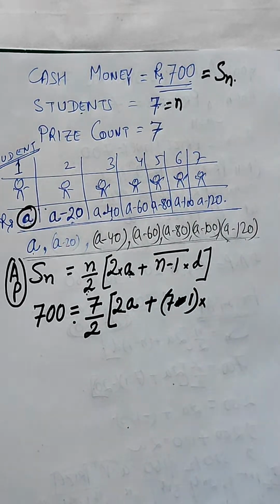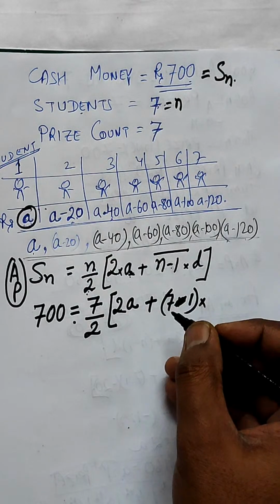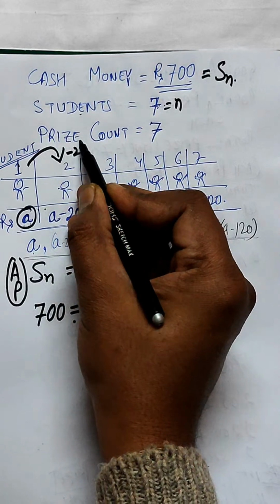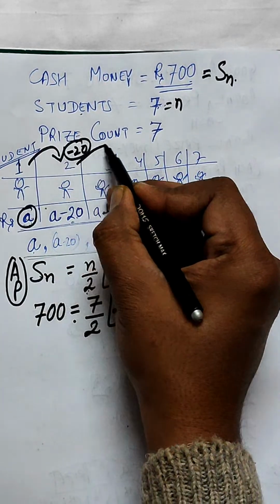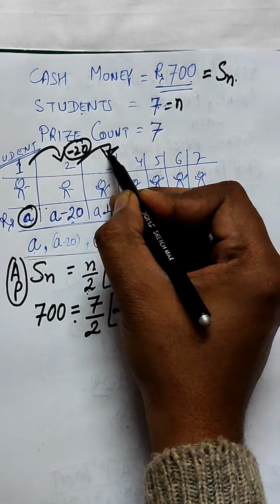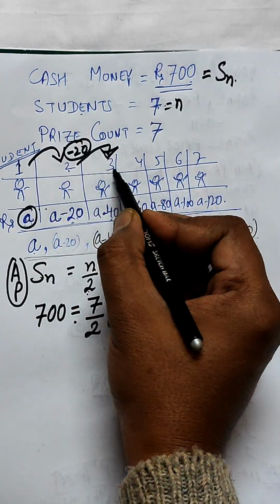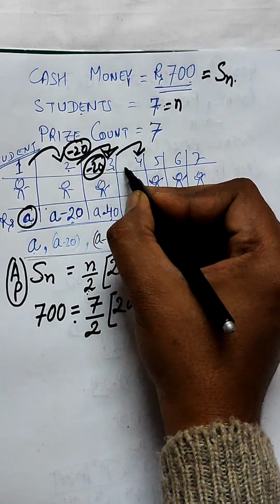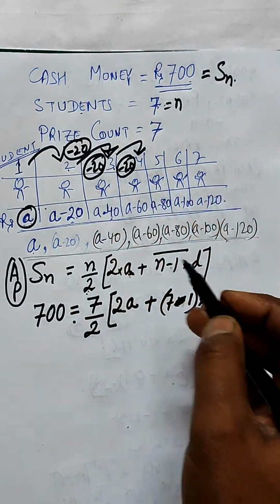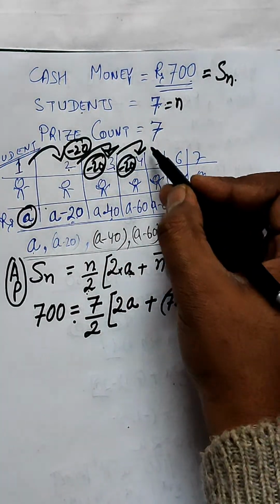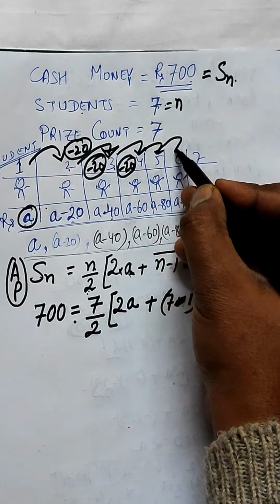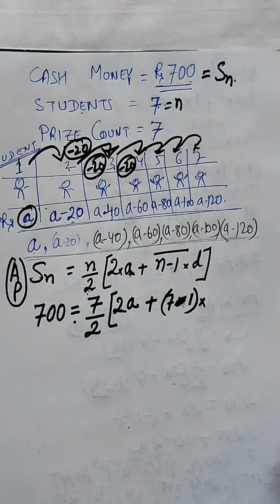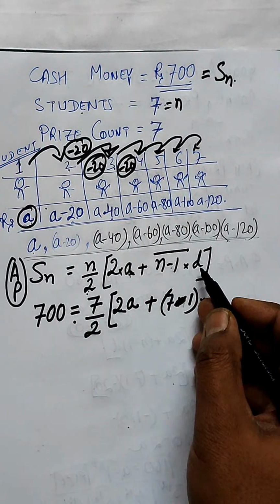What is D? The value of the common difference. What is the common difference? From student 1 to 2, 20 is reduced. From student 2 to 3, rupees 20 is reduced. Similarly, when going to 4, again rupees 20 is reduced. So you can see every time 20 rupees is reduced. When you go to the next student, he is getting rupees 20 less than the preceding student. So you will get the common difference as minus 20.